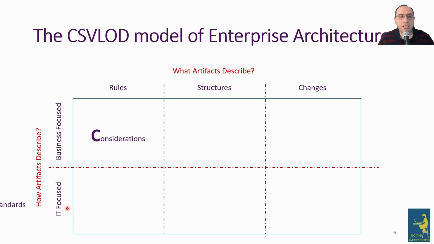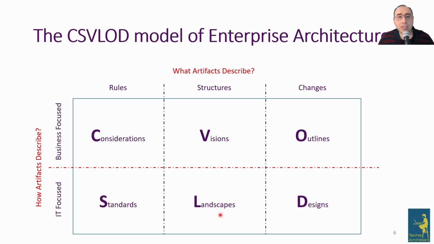And here comes the CSVLOD for the enterprise architecture. Actually, it is an abbreviation: the C for considerations, S for standards, V for visions, L for landscapes, O for outlines, and D for designs. In the incoming few slides, I will show you examples that have been mentioned in the book for every type of artifact that you can see here in this model.